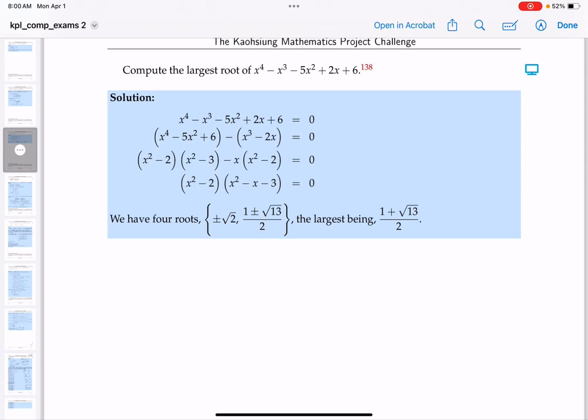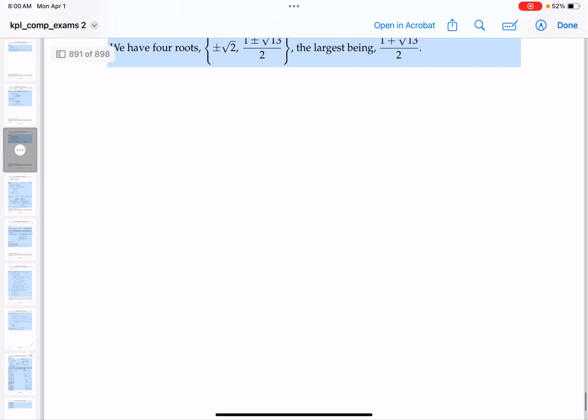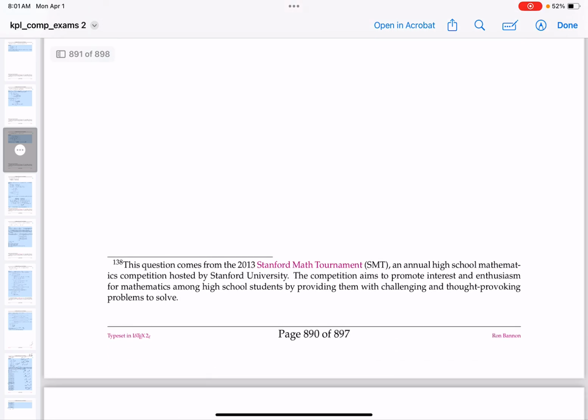Okay, so compute the largest root. It's a fourth degree polynomial. There's a footnote there, so I'll briefly go through that with you. The question comes from a 2013 Stanford math tournament.